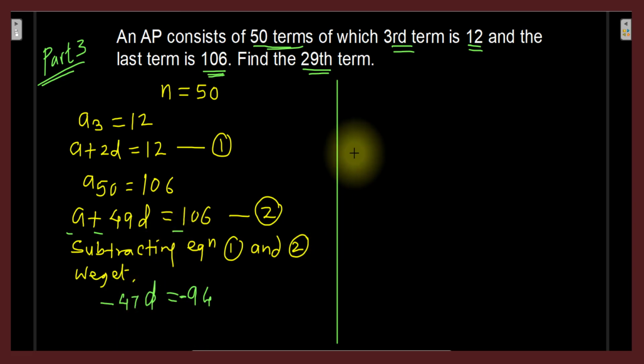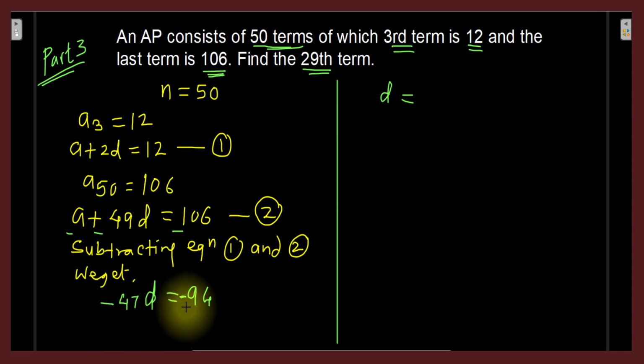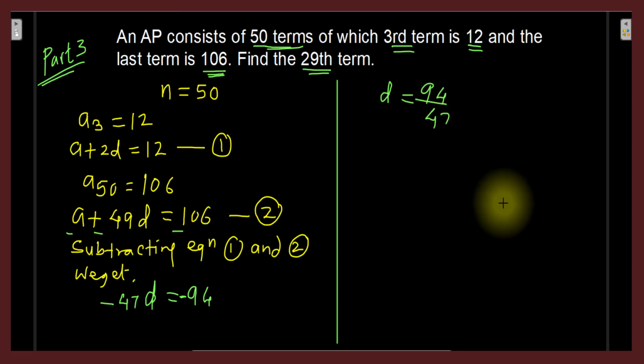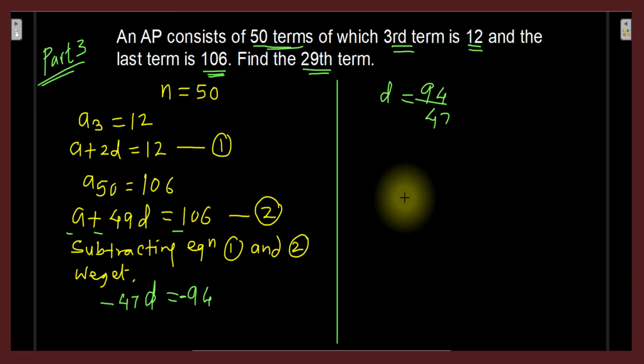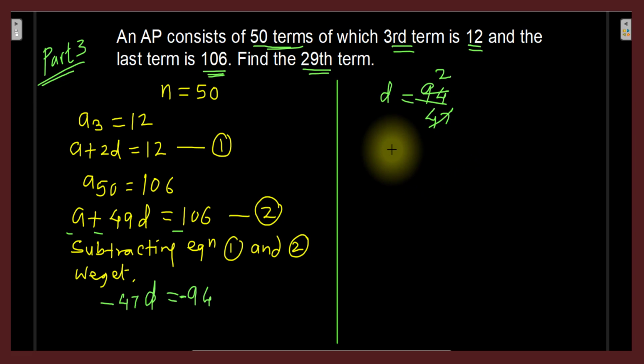So we find the value of D as: D is equal to, this minus and minus will be plus, so it will be 94 upon 47. 94 upon 47, that is 47 twos are 94, and therefore we get the value of D as 2. Since we have got the value of D as 2, highlight this, because this is the first important step that you have completed.